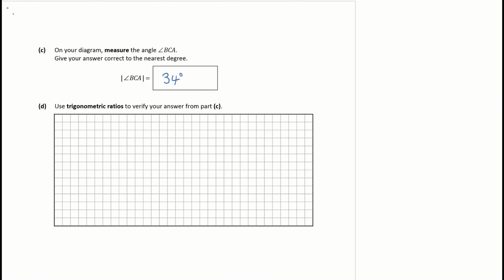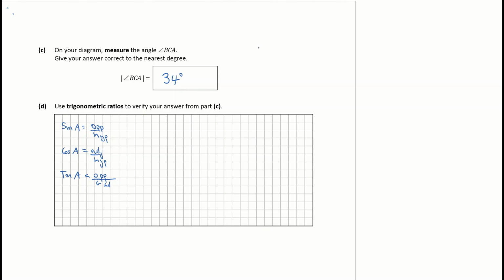Use trigonometric ratios to verify this answer. So your trigonometric ratios are your sine, cos, and tan. So I'm just going to write them out here. So you have sine, that's silly old Harry. And then I have my cos, caught a herring, tan, trawling off America. So that's my opposite over hypotenuse, adjacent over hypotenuse, opposite over adjacent.